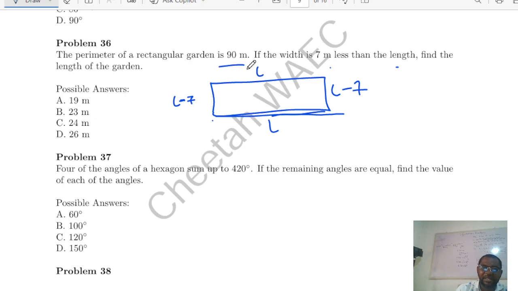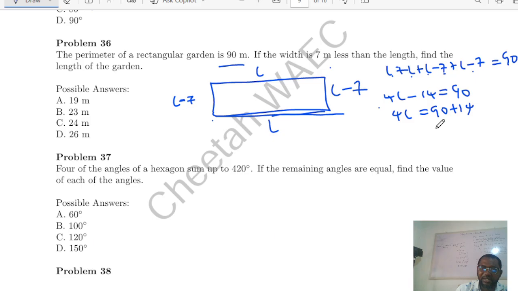Perimeter means add up everything here. So I'm going to have L plus L plus L minus 7 plus L minus 7, all equal to 90. All the L's here are 4, so 4L. Minus 7 twice is minus 14, equal to 90. So 4L is equal to 90 plus 14. 4L is equal to 104. So L is going to be 104 divided by 4. That would be 26. So the answer is D.